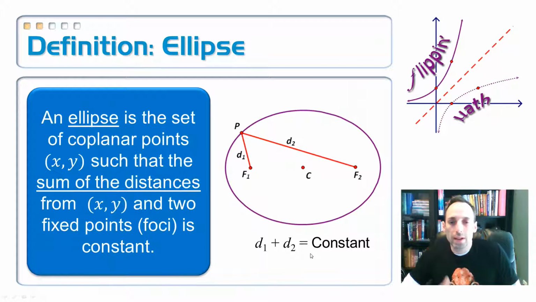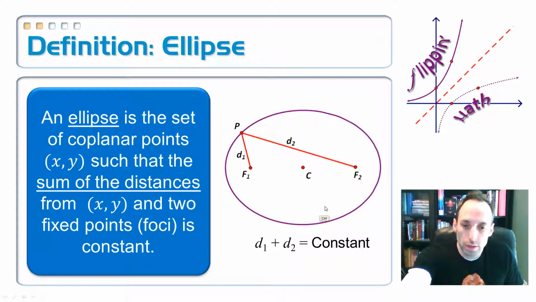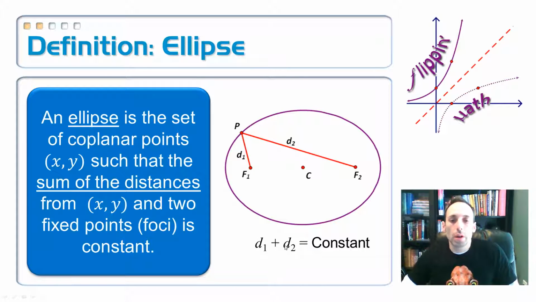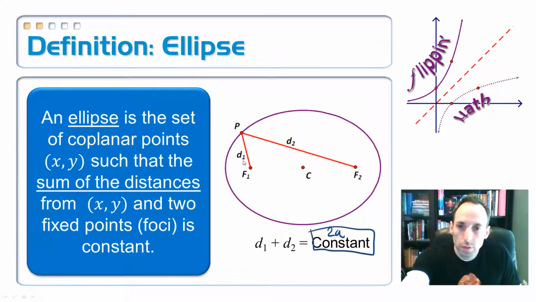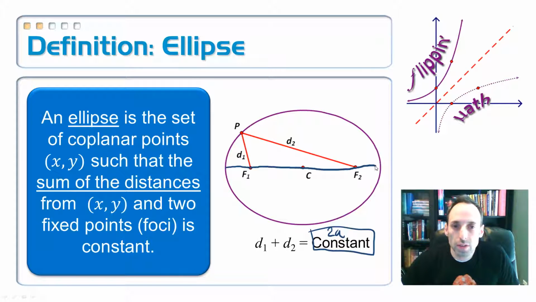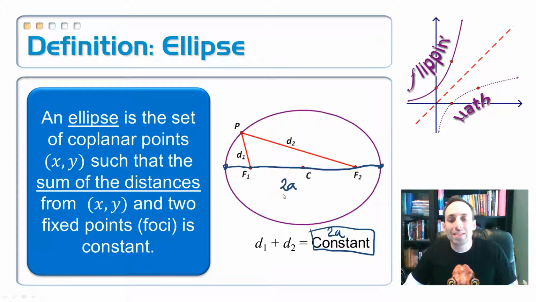Okay, so as we can see then, D1 plus D2 is equal to the length of the major axis, which is 2A. That's what this is equal to. If I were to draw a segment that connects all of these points from this point to this point, that segment is 2A. And it's exactly the same length as D1 plus D2. That's what makes an ellipse.